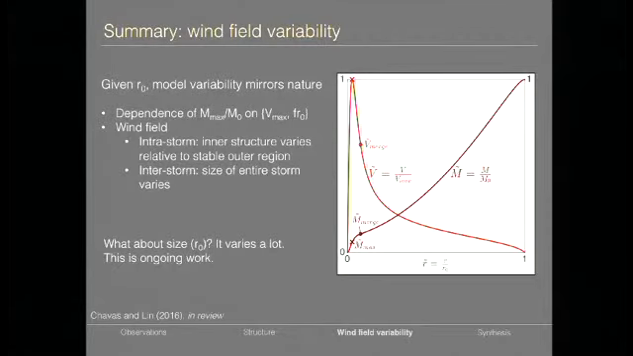That's something I've spent a lot of time working on, but I'm not going to talk about here. We have this nice structural model, and what it leaves open is still this size parameter. How does that vary? We know it varies a lot in nature. It's really still ongoing work, so I'm not going to spend time on it here, but I'm happy to talk about it offline.